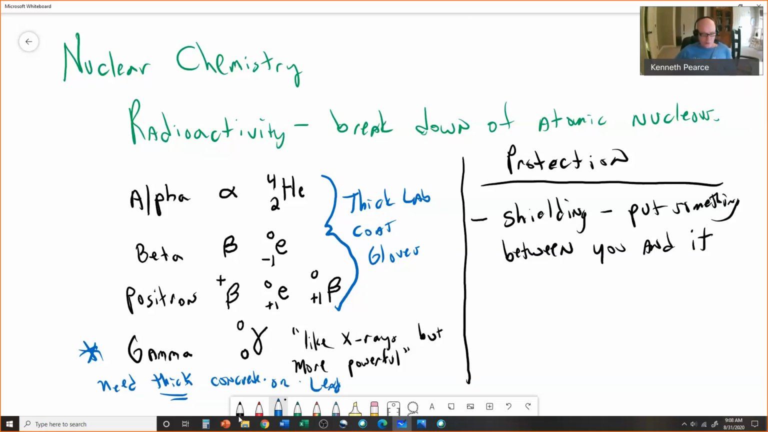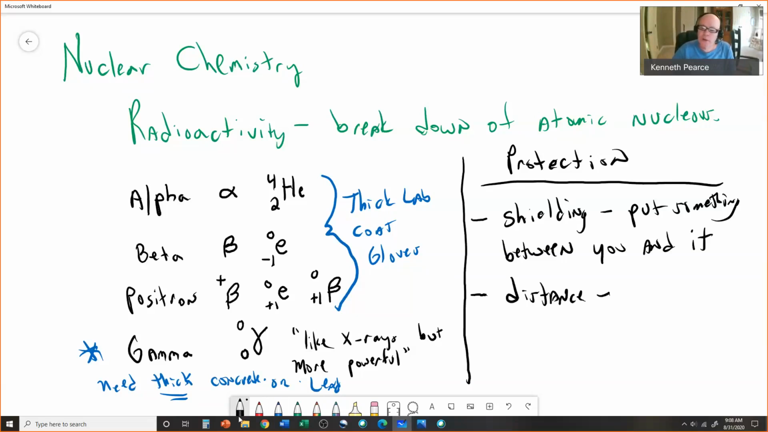Now, if you've ever had an x-ray, and most of us have, especially if you go to the dentist, they want to take pictures of your teeth with x-rays, you'll remember they put a lead vest on you, and that's shielding. And gamma requires considerably more lead than the lead vest that you have when you go to the dentist, because gamma rays are like x-rays but much more energetic. So out of the four, gamma rays require the most shielding, thick concrete or lead, whereas the other ones you can get by with a thick lab coat and gloves. Now, the second way that you can protect yourself is distance.